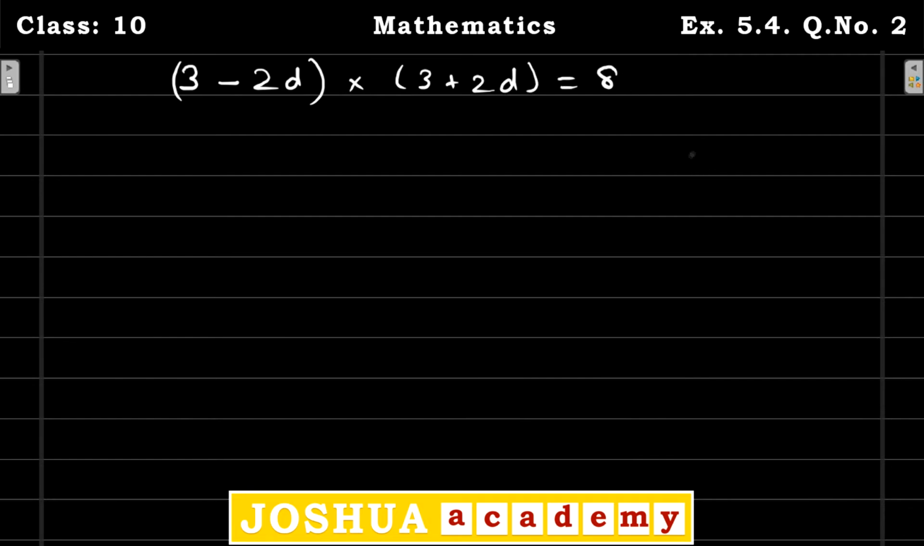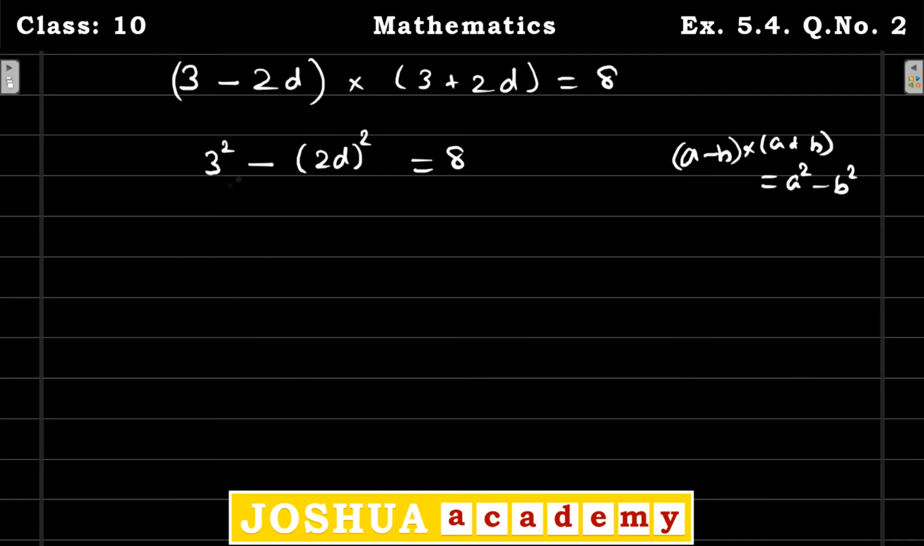In lower classes, we learned A minus B into A plus B is equal to A square minus B square. I am going to apply the same formula here. So in this case, 3 square minus of 2D whole square is equal to 8. Sometimes when you have two different terms, 2D whole square is better. If you write only 2D square, some students may write D square separately. Better to go for brackets.